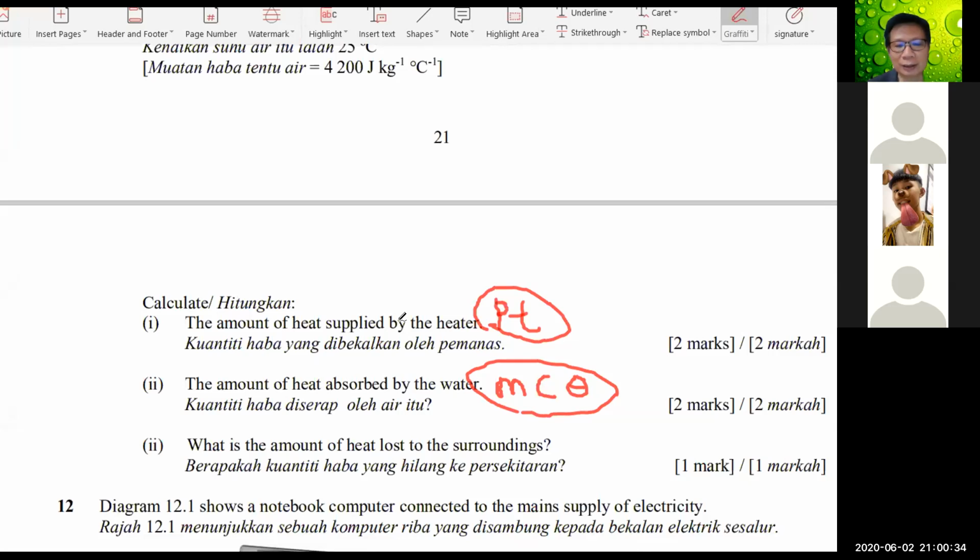Yes, very good answer. This one is the heat supplied by the heater, but we know that some heat will be lost, isn't it? That's why the heat absorbed by water is less. So if you want to find how much heat is lost, you subtract this answer from this answer. I think you can all do it yourselves, right?